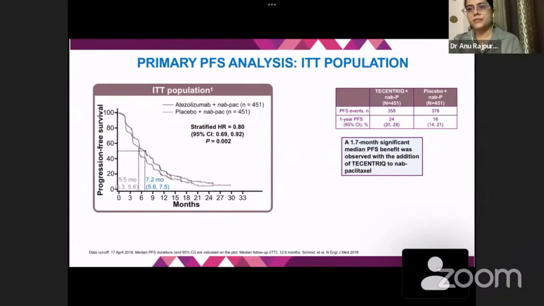Primary PFS analysis in the intent-to-treat population, as we can see on our left, shows that the PFS is 5.5 months in the placebo plus nab-paclitaxel arm versus 7.2 months in the atezolizumab plus nab-paclitaxel arm, with a hazard ratio of 0.80. A 1.7-month significant median PFS benefit was observed with the addition of Tecentriq to the nab-paclitaxel arm.